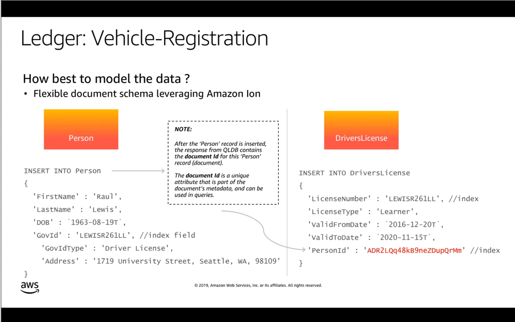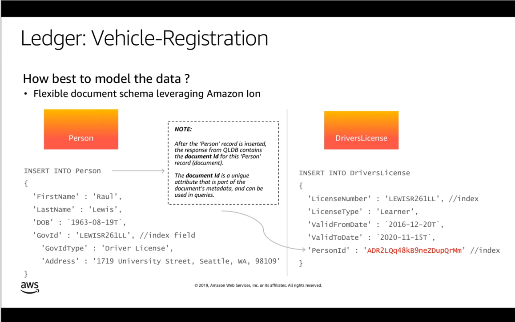And I also insert a record into the driver's license table, wherein I have the usual attributes like license number, license type, etc. However, what is to be noted here is that the person ID attribute in the driver's license table has the value of the document ID that corresponds to the person to whom this driver's license belongs. So we have taken the document ID of the license holder from the person record for Raul Lewis, and we have applied that document ID in this particular driver's license table.